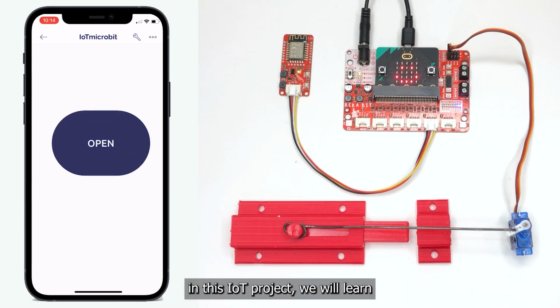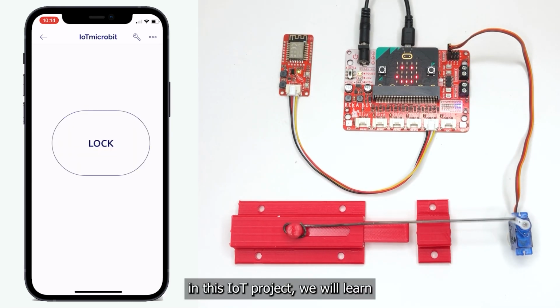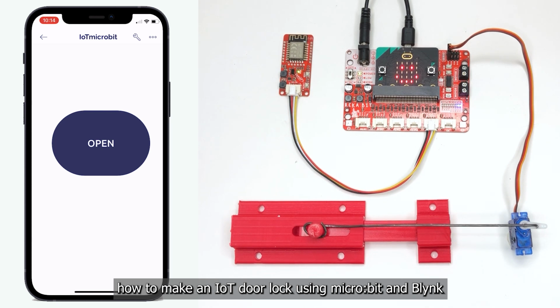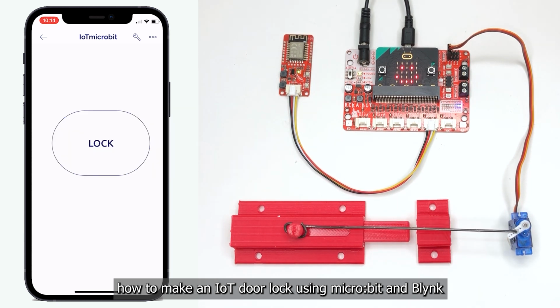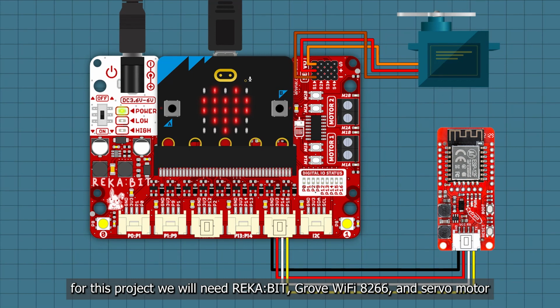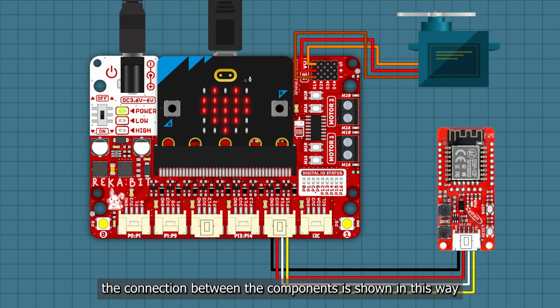Hi everyone, in this IoT project we will learn how to make an IoT door lock using micro:bit and Blynk. For this project we will need a Breakerbit, Grove Wi-Fi ESP8266 and a servo motor. The connection between the components is shown in this way.